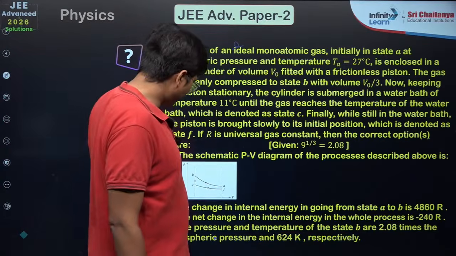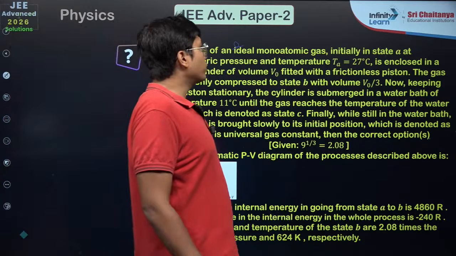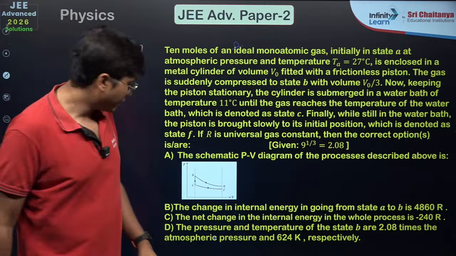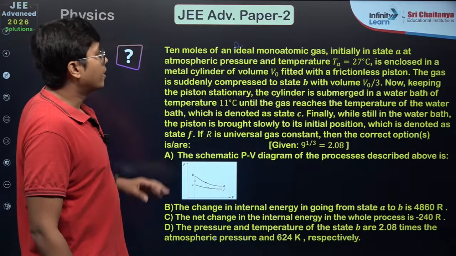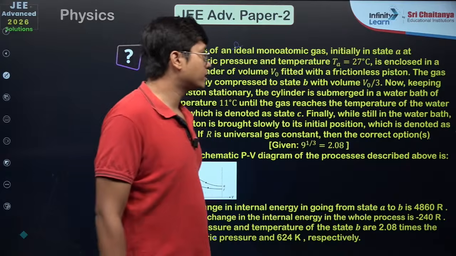Next. Oops, there's a tiny diagram here, but still the diagram is not that important. 10 moles of an ideal monoatomic gas initially in a state A. I hope you can see the diagram. There's a state A over here, right at this top corner. TA is 27 degrees Celsius, enclosed in a metal cylinder, volume V0, fitted with a frictionless piston.